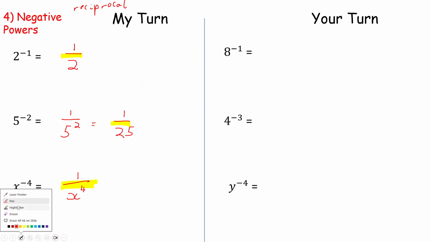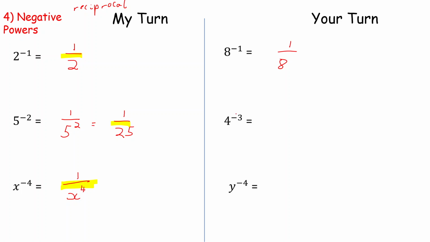Okay, so let's go through these now. The first one, we've got 8 to the power of negative 1. Again, you see a negative power means reciprocal. You go 1 over your number and you raise it to the power that is given, which is a 1. Okay, 8 to the power of 1 is just equal to 1 over 8. And that is your first answer.